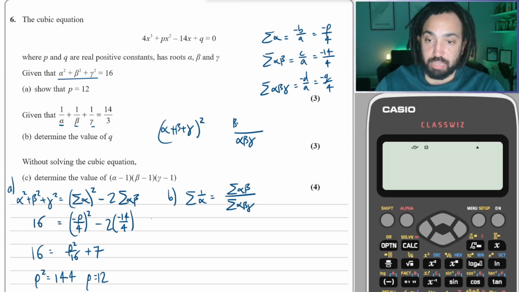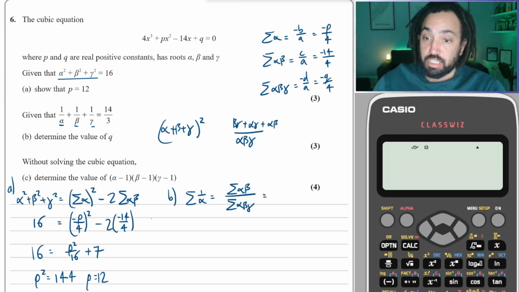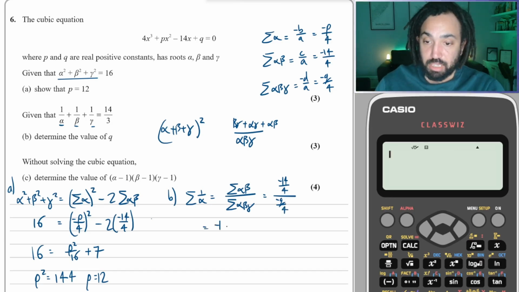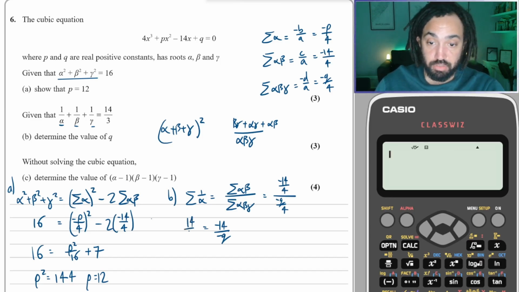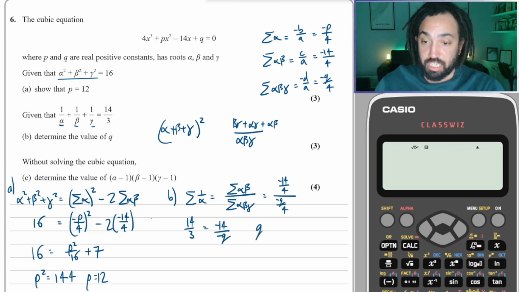You get beta gamma on top plus alpha gamma plus alpha beta, which is exactly what we've got here. Okay, so this is going to be minus 14 over 4, all over minus q over 4. So this is the same as minus 14 over minus q. And we've been told already, sorry, this is 14 over 3. So just from inspection here, we can see that q is equal to 3.